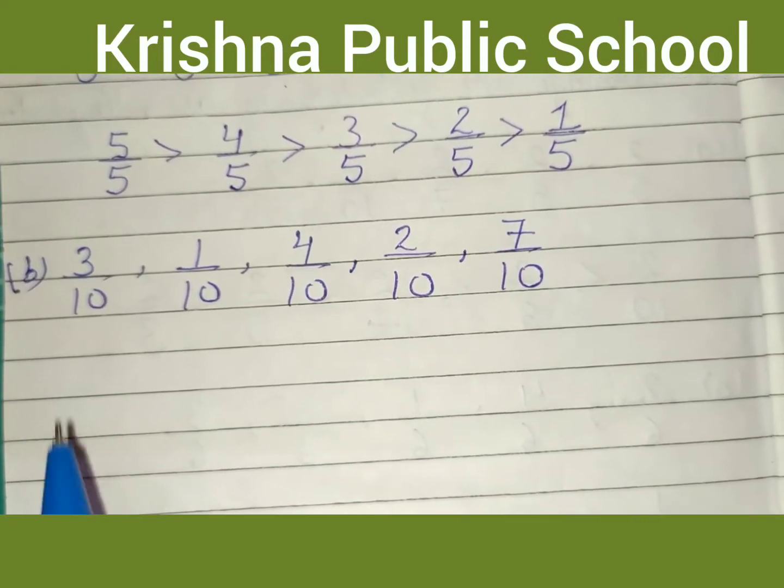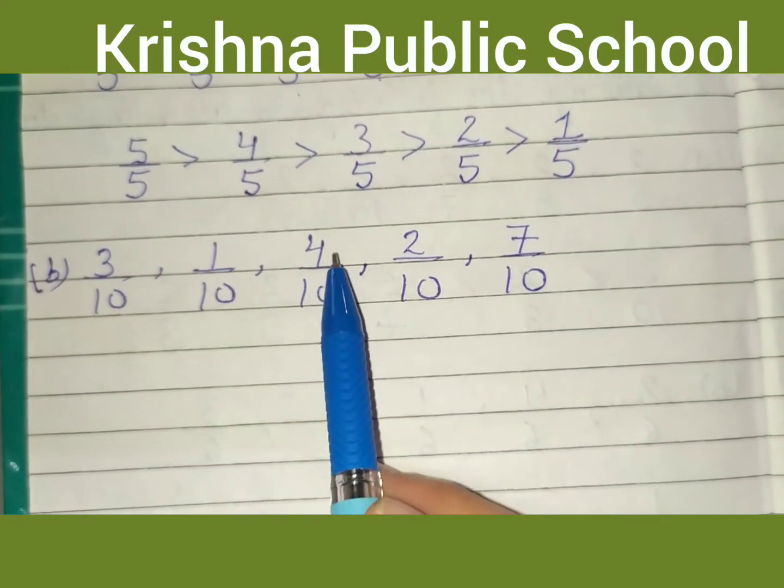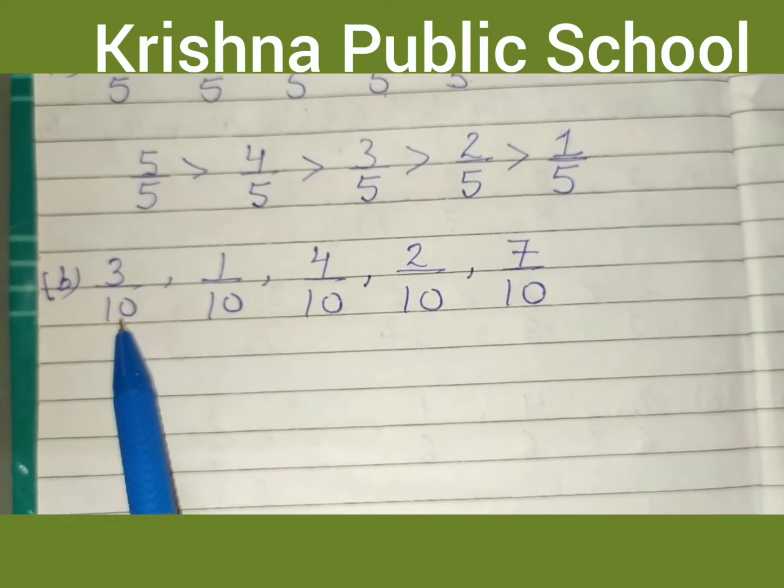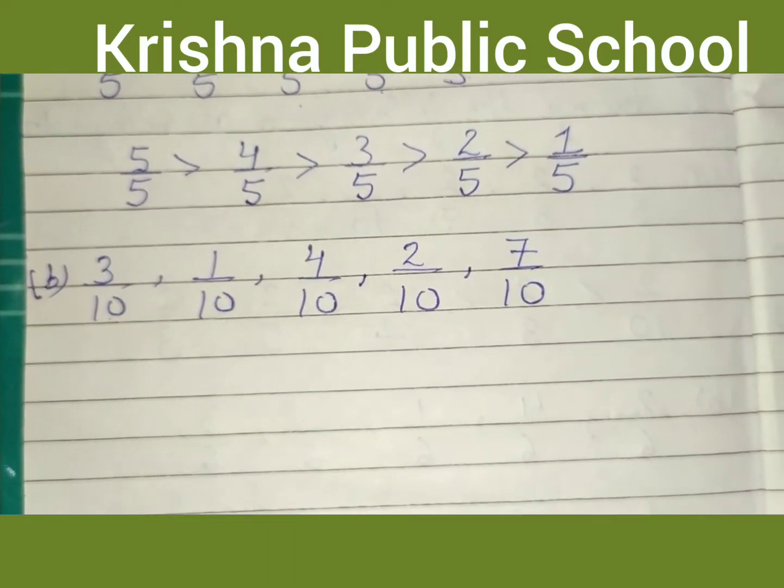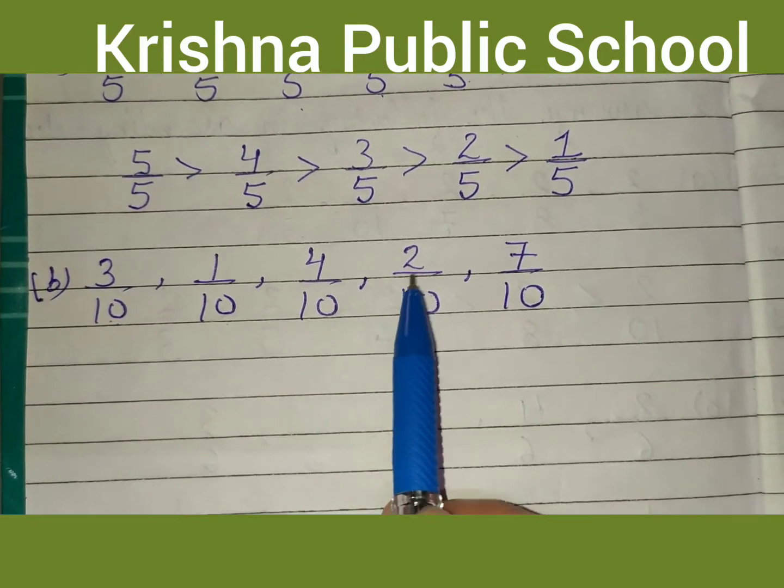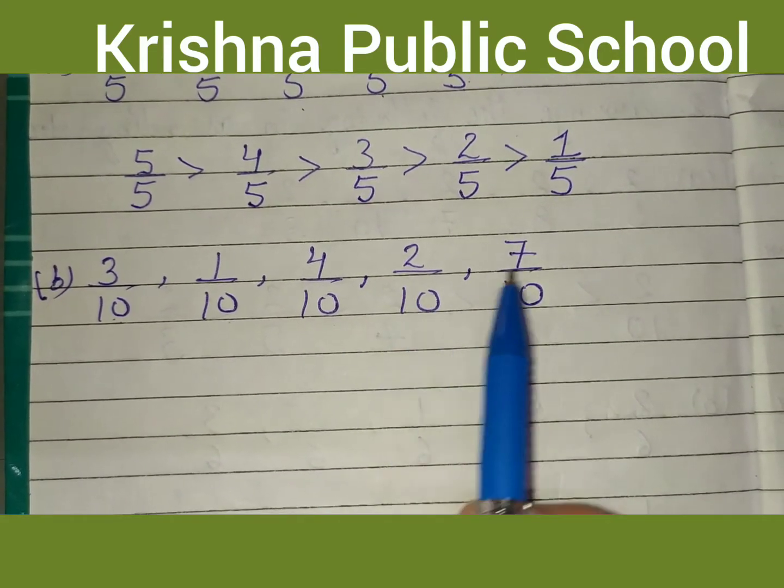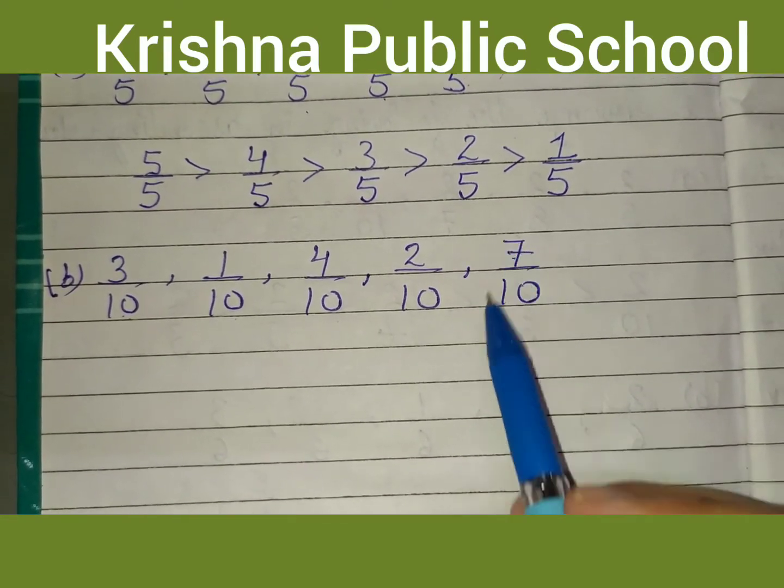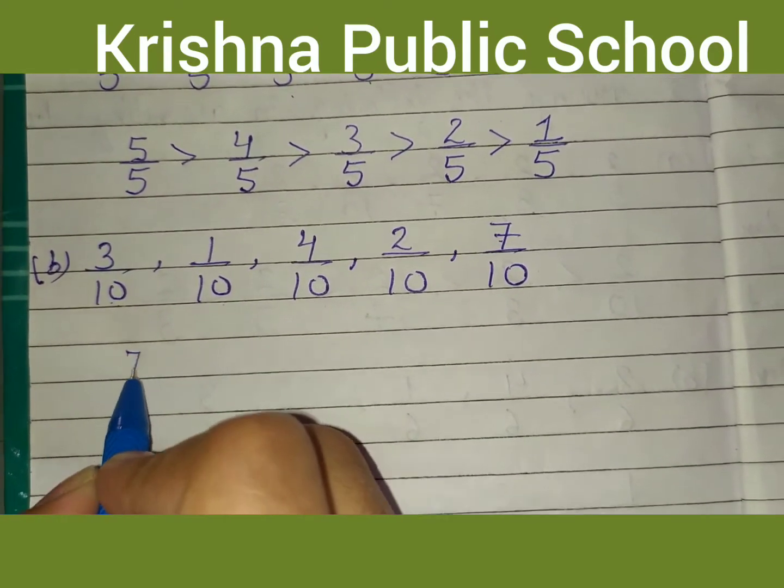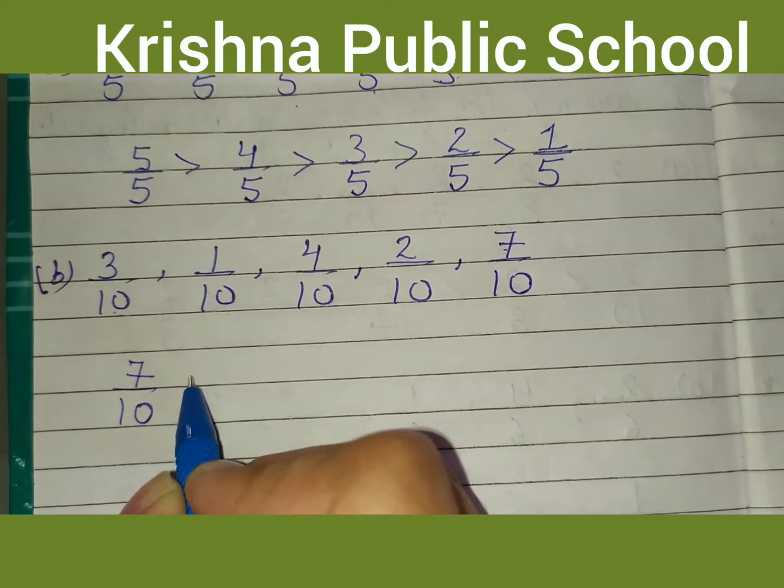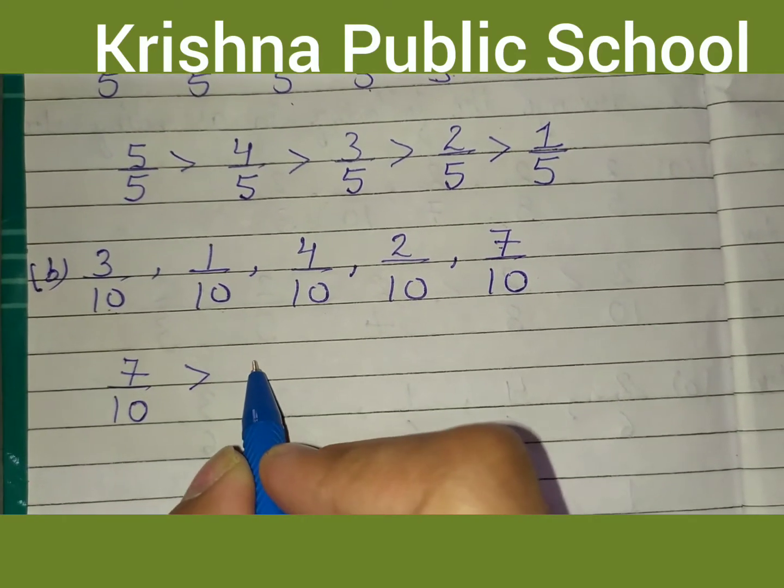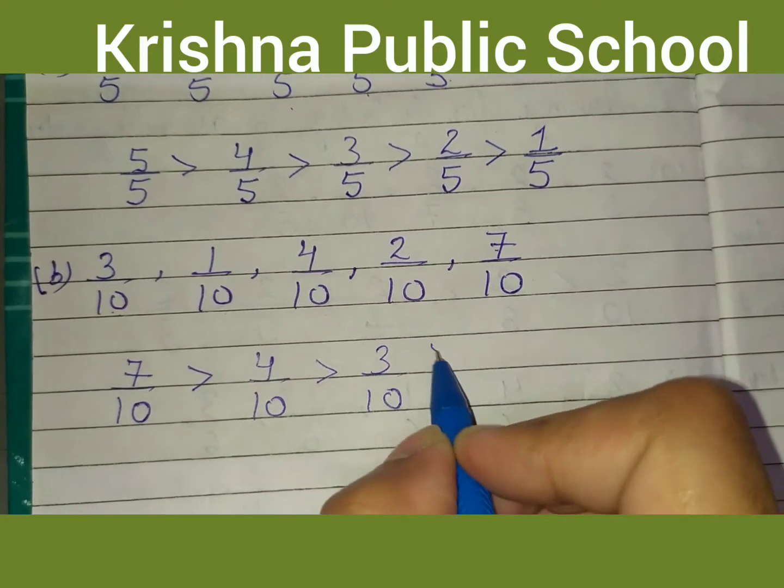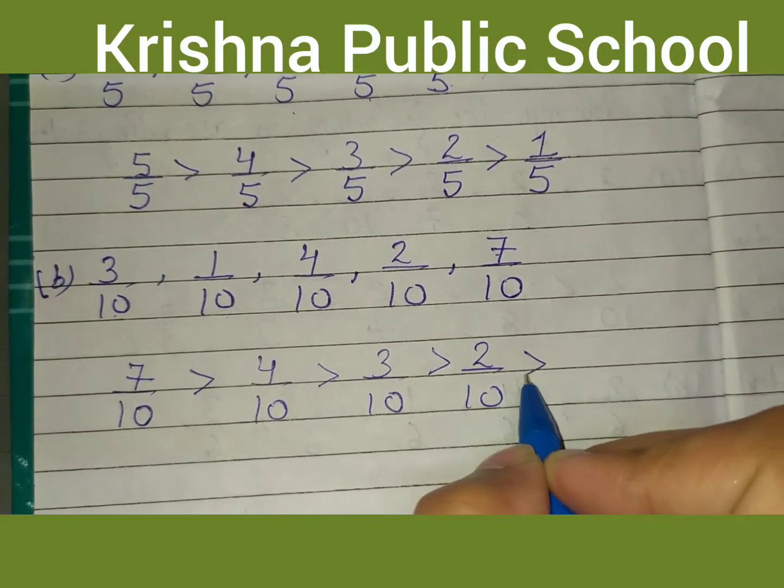Next is 3 upon 10, 1 upon 10, 4 upon 10, 2 upon 10, 7 upon 10. Denominator 10 is common. So compare numerators 3, 1, 4, 2, 7. The numerator 7 is greater. That is why this fraction is greater, 7 upon 10. Firstly write 7 upon 10. Then write 4 upon 10. Then write 3 upon 10. Then write 2 upon 10. And the smallest fraction is 1 upon 10.